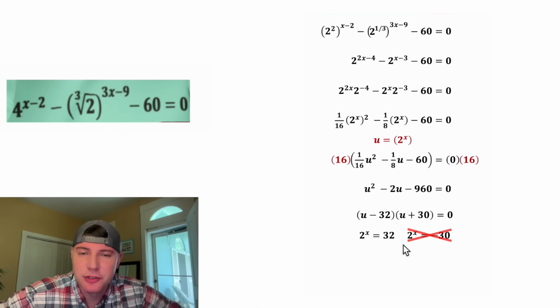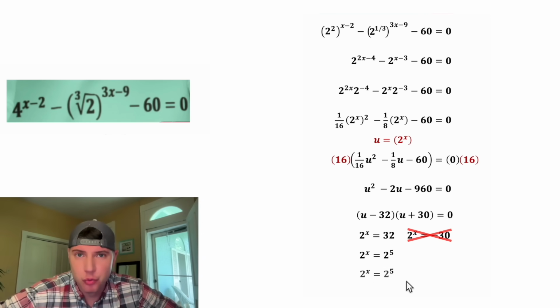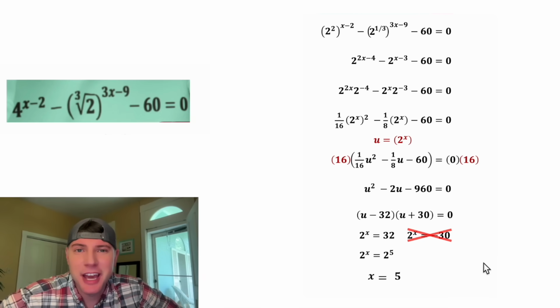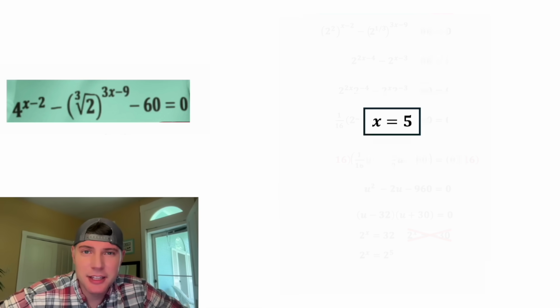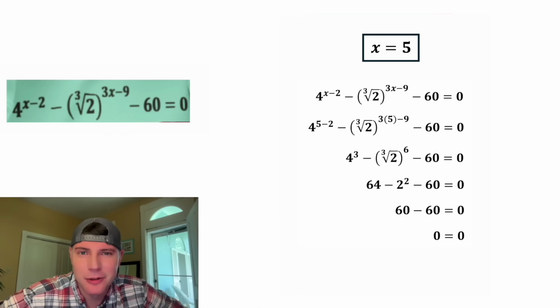But 2 to the x equals 32. This one is possible. Let's see if we can rewrite these with the same base. Let's give them both a base of 2. 2 to what power would give us 32? That's 5. Now since the bases match, we can drop the base. And we end up with x is equal to 5. This is the answer to our question. Let's put a box around it. And I did end up checking the answer. Here's the work. How exciting.